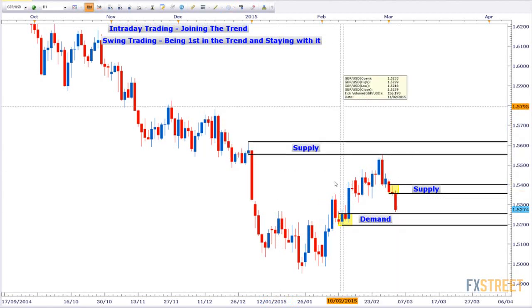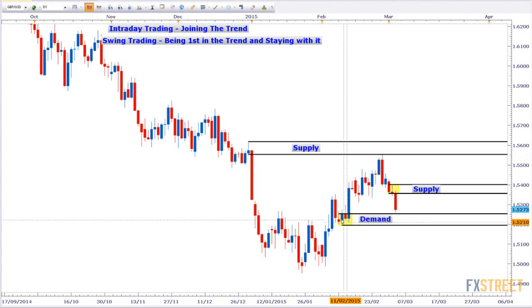Well, we can make that statement because if all the orders here, all the people who wanted to buy in this particular area got their orders filled, price would not have moved away from this area, would it? If there are enough sellers to meet the willing buyers in this demand zone, what would happen to the price, guys? What would happen to the price?